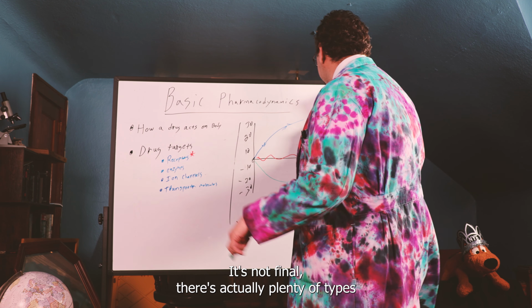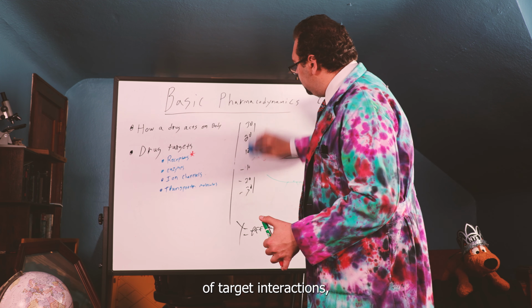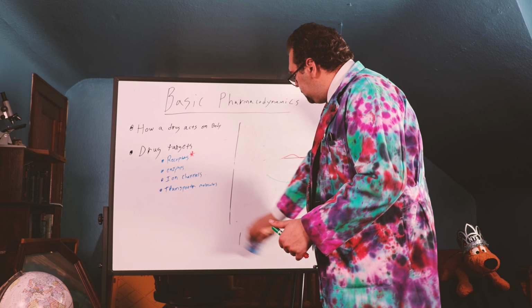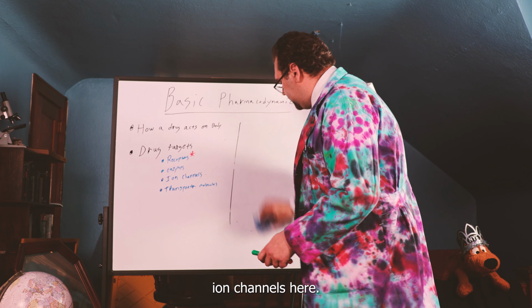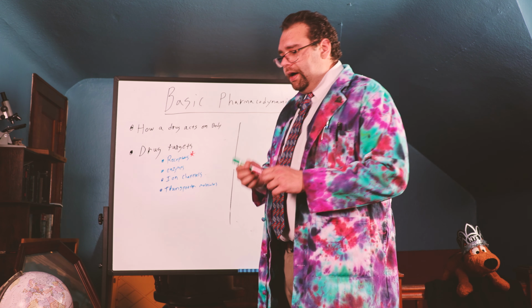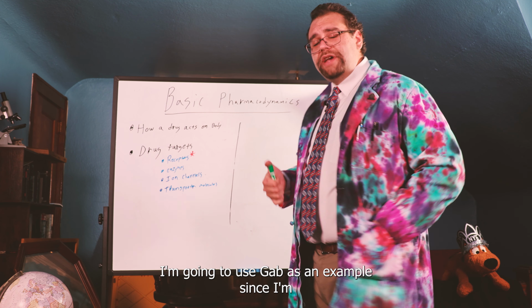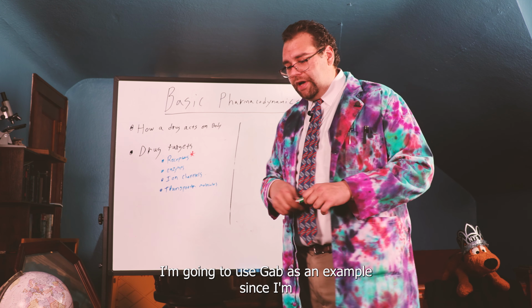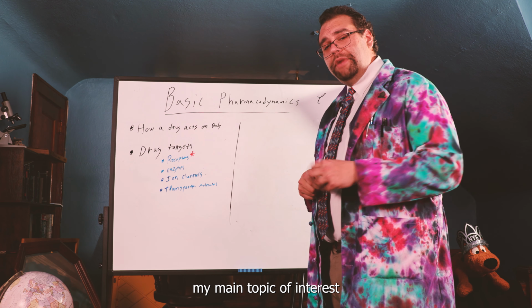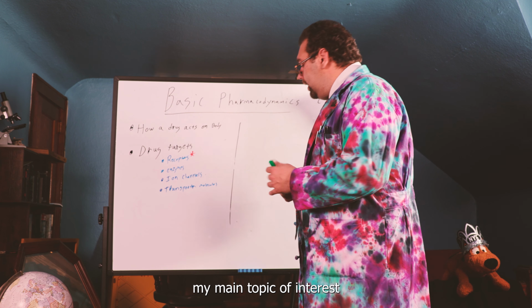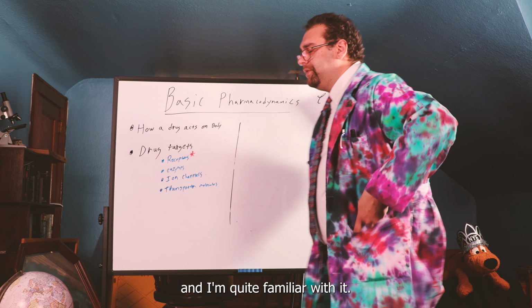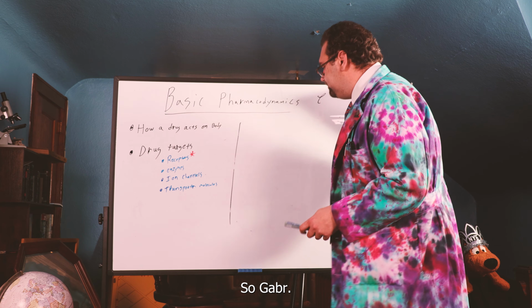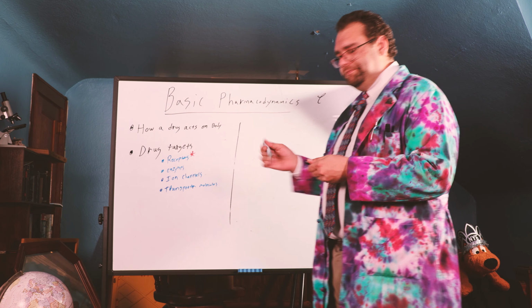Not final, there's actually plenty of types of target interactions. But we're going to talk about ion channels here. I'm going to use GABA as an example since it's my main topic of interest, and I'm quite familiar with it. So, GABA.